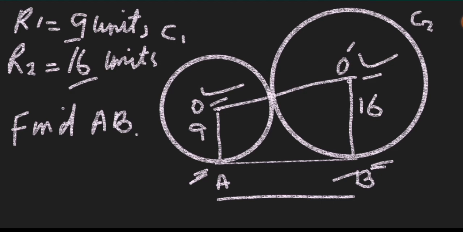Now you already know the theorem 9.1, or we can say the tangent-radius relationship. Here the tangent AB is touching the circle C1 at point A and circle C2 at point B. Now we can take this quadrilateral ABO dash O to another page, and I will show you how to find the length of this tangent.